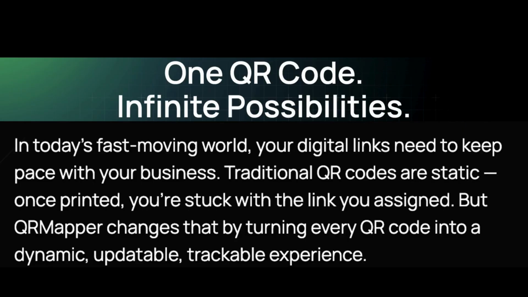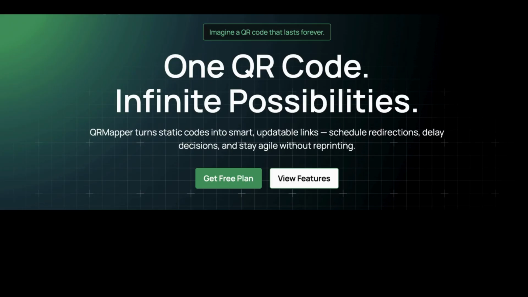Exactly. And that static nature becomes a real bottleneck. If you need to change where that code points, you have to reprint everything, throw out the old stuff. Which is just incredibly wasteful. Imagine printing thousands of flyers, maybe product labels, and then oops, the website address changes. You're just stuck. Precisely.